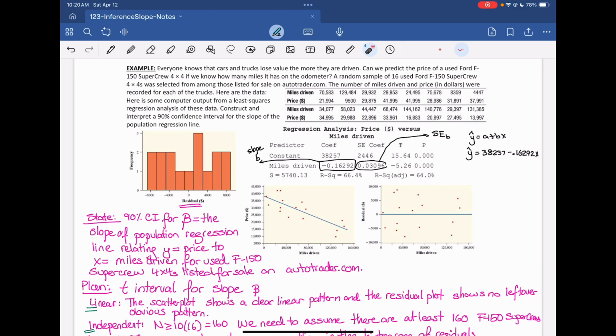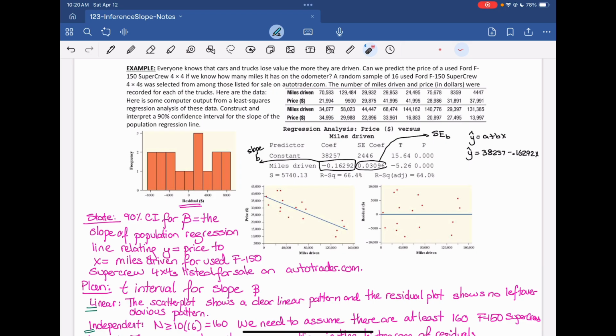The number of miles driven and price in dollars were recorded for each of the trucks. Here are the data. Here is some computer output from a least squares regression analysis of these data. Construct and interpret a 90% confidence interval for the slope of the population regression line.